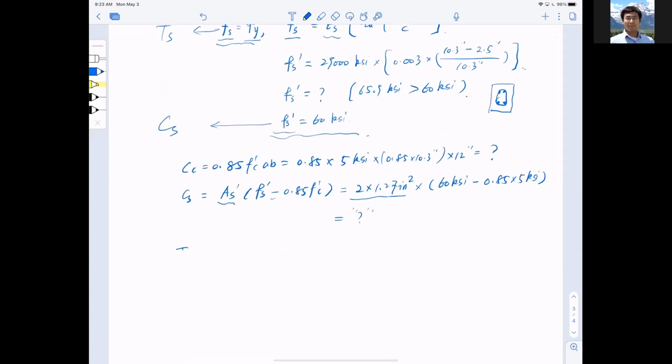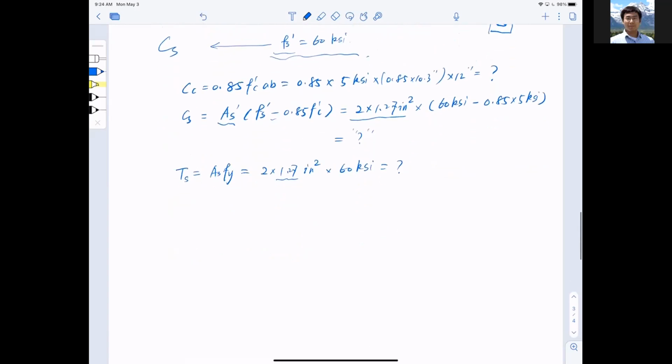Now the tension force is easy, right? Ts equals As fy. Now As in tension: how many bars in tension? Not 1, 2 bars in tension. 2 multiplied by 0.635, so 1.27 inch squared area in tension, and then multiply by 60 ksi. Yes, this makes sense.